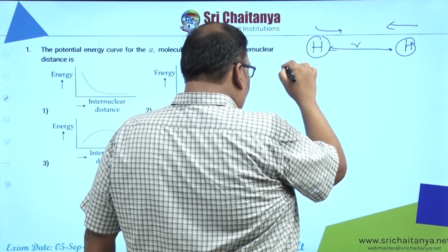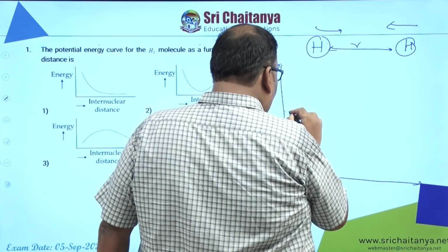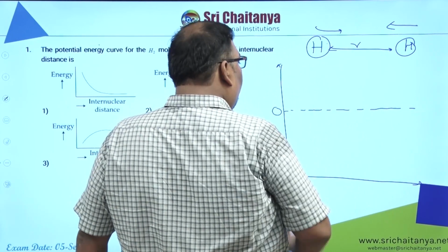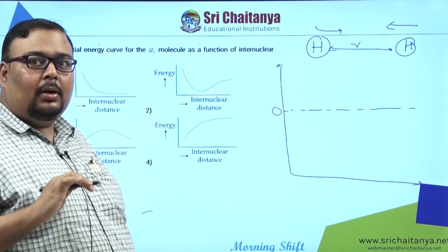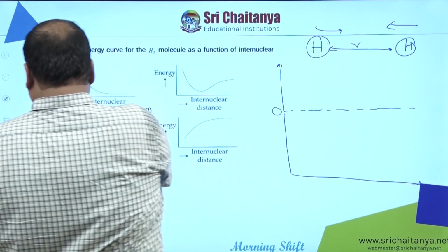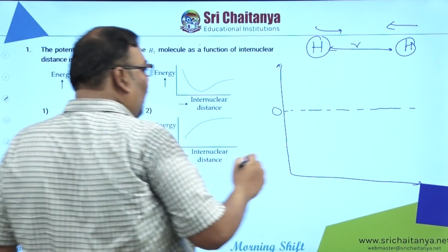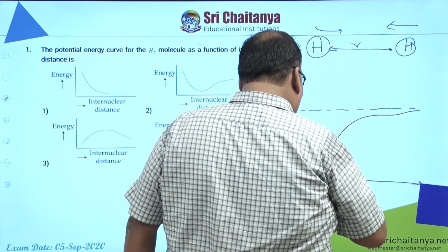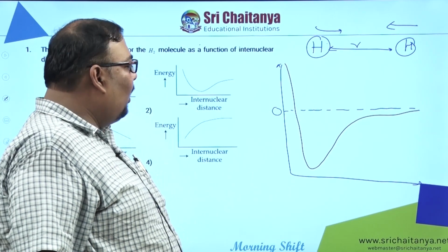So, this will be representing the 0. Initially when the two hydrogen atoms are far apart from each other, the potential energy of the system is 0. When they start approaching, the potential energy will start decreasing. It will be looking something like this. It will start to decrease and then it will be increasing. So it looks something like this.